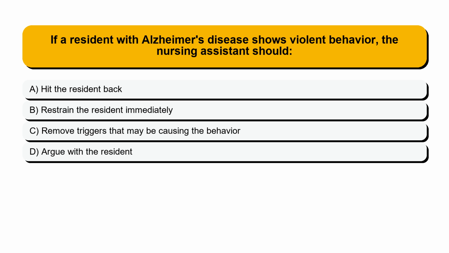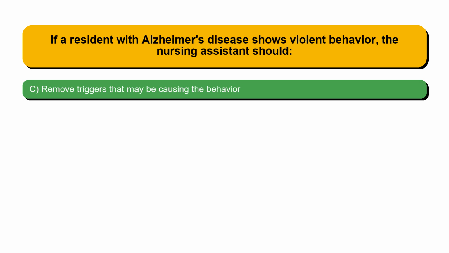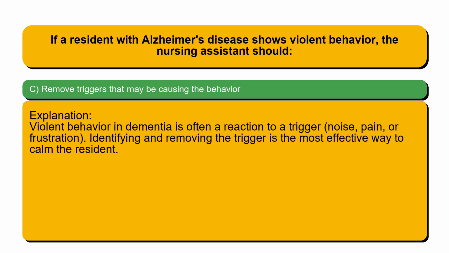Question 16. If a resident with Alzheimer's disease shows violent behavior, the nursing assistant should: Option A, hit the resident back. Option B, restrain the resident immediately. Option C, remove triggers that may be causing the behavior. Option D, argue with the resident. The correct answer is option C, remove triggers that may be causing the behavior. Violent behavior in dementia is often a reaction to a trigger, noise, pain, or frustration. Identifying and removing the trigger is the most effective way to calm the resident.